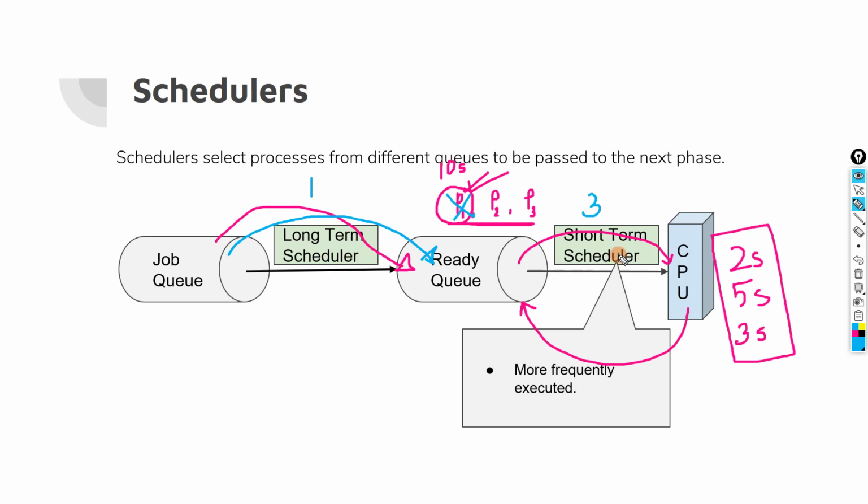If you think about this, the short-term scheduler first worked after 2 seconds, then worked after 5 seconds, then again worked after 3 seconds. So the time spent or the interval is very short, right? But the long-term scheduler worked only when the whole 10 seconds was finished. So the interval for the long-term scheduler is larger. That is why this scheduler is called the long-term scheduler.